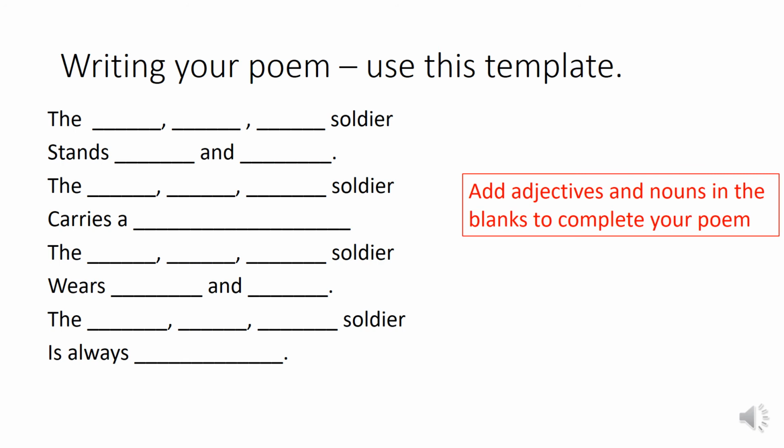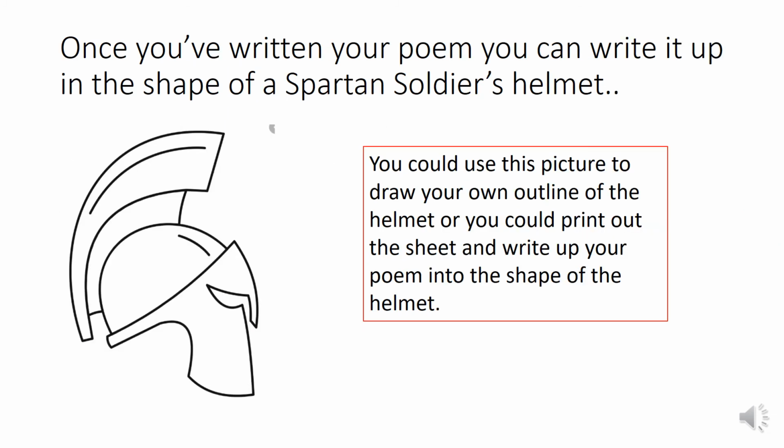Once you've written your poem and you're happy with your adjectives and your choice of nouns, then you're going to write up your poem into the shape of a Spartan soldier's helmet. Now I have got a sheet that you could print out, which has got the outline of the helmet, or if you don't have a printer, or if you want to, you could actually sketch out, so draw out the shape of a Spartan soldier's helmet.